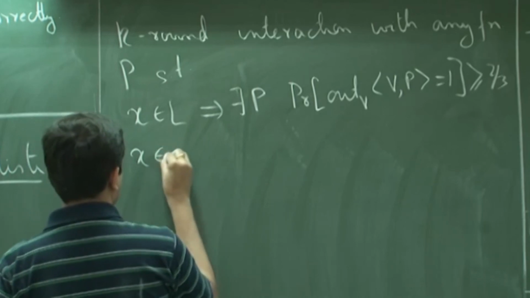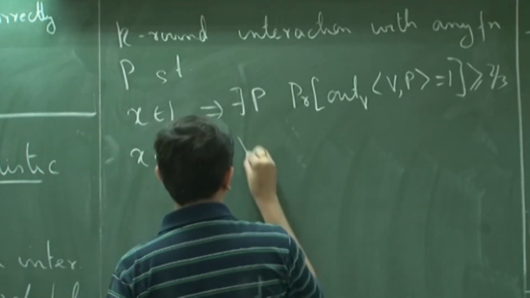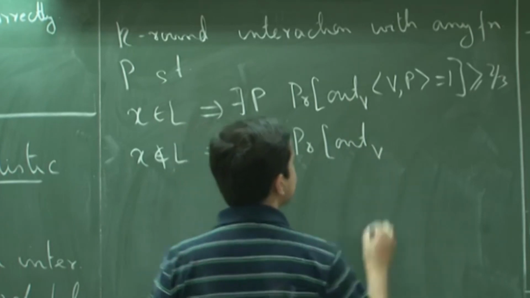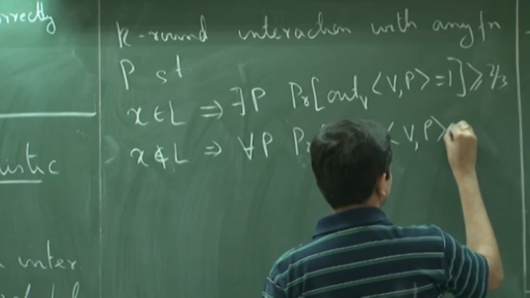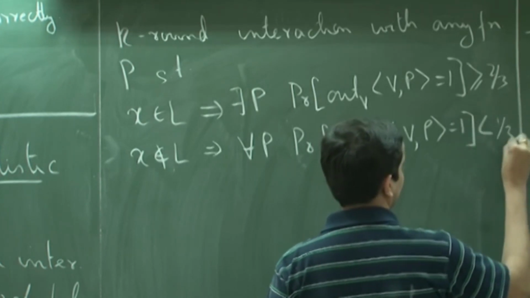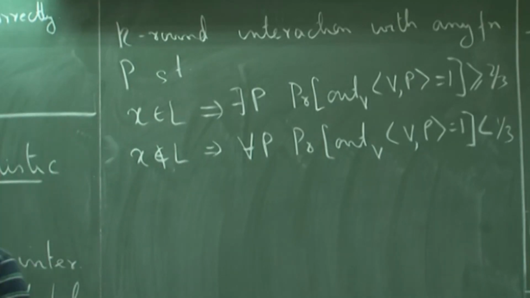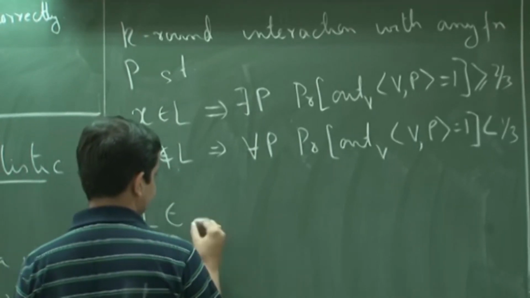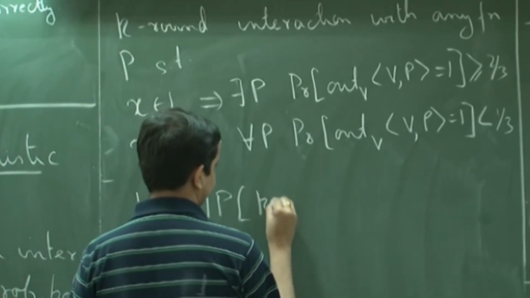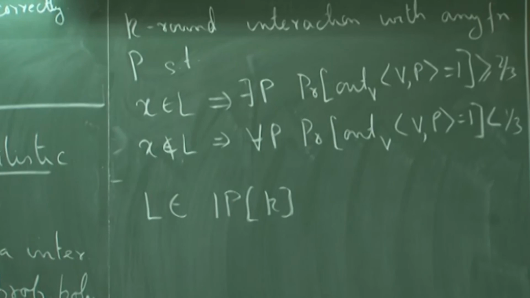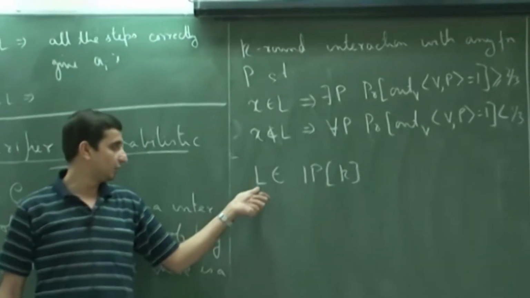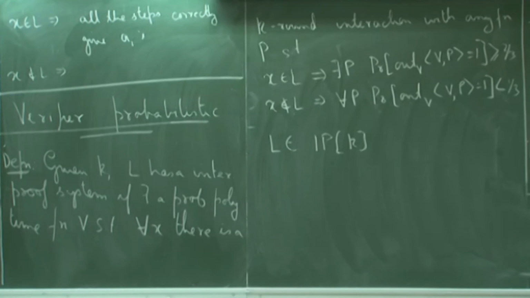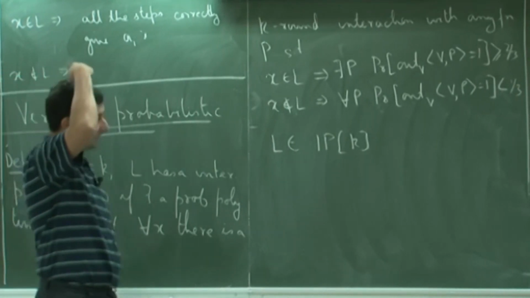and if x is not in L, then for all functions p, the probability that this guy accepts is less than 1/3. The notation we use to denote this is that L belongs to IP of k. This k basically denotes how many rounds of interaction are required to put L in this class. So, what is the interactive proof model that I am using? How many interactions does it have?